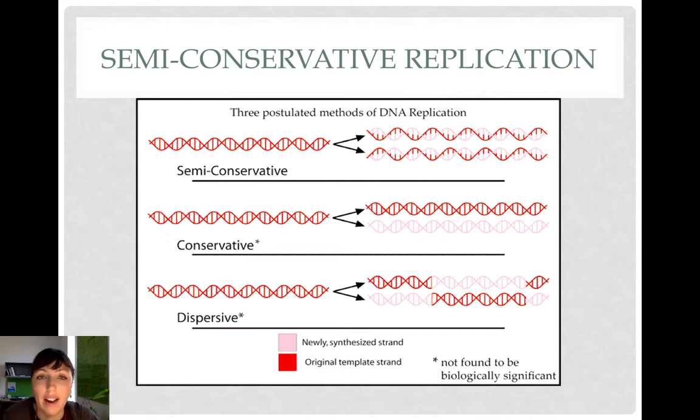Okay, so here's a model of that. With the semi-conservative model, you can see that the pink color is the newly synthesized strand, and the red is the original template. The original is split up so that each new molecule has one newly synthesized strand and one original template strand. In the conservative model, the original is one complete molecule, and the newly synthesized is one complete molecule. And in the dispersive model, you can see it's a mixed mosaic of new and original strands.